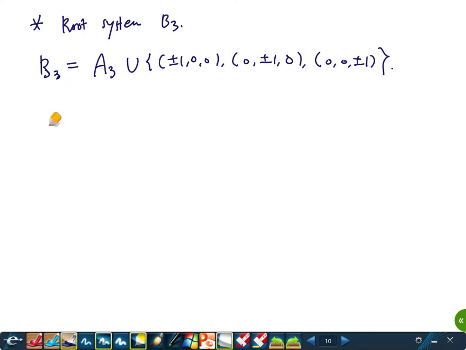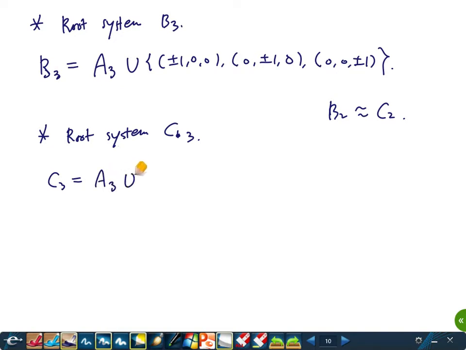Okay, and then what about root system C3? For the rank 2 case, B2 and C2, they are isomorphic. But C3 and B3, they are not isomorphic. In this case, C3, the set of roots is still, we have A3 roots. We add something similar, but twice as long as them.